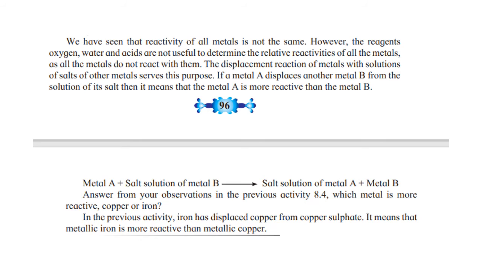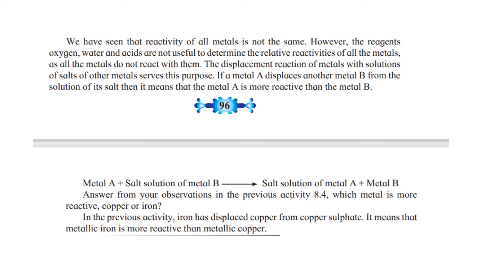However, the reagents oxygen, water and acids are not useful to determine the relative reactivities of all the metals, as all the metals do not react with them. So we cannot say who is more reactive or who is less reactive. But the displacement reaction of metals with solutions of salts of other metals serves this purpose.